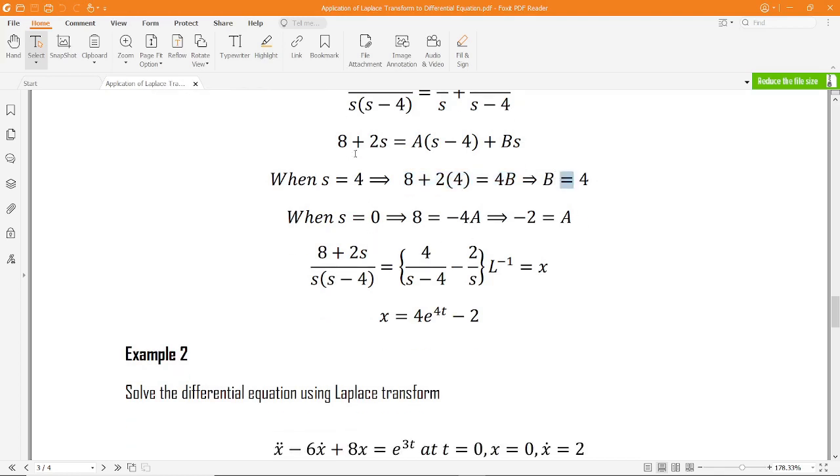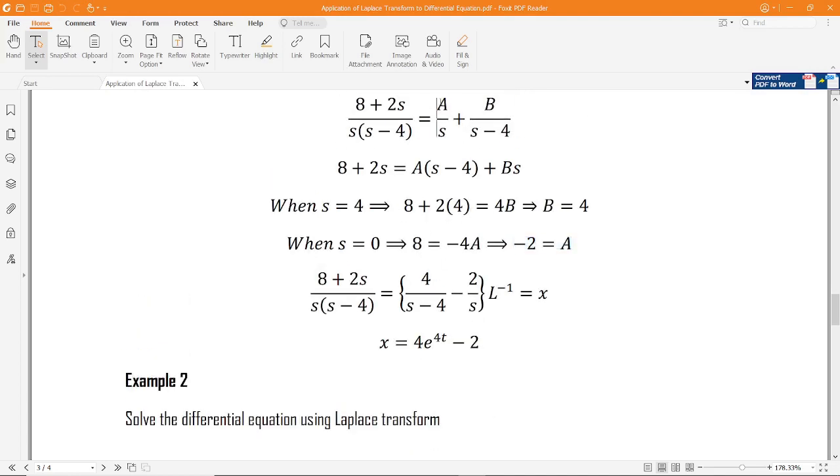And the other time, again, to find my a, if we make s to be 0, making s 0 will cancel out b. So we are left with 0 minus 4 and 2 times 0. So that's why we have 8 equals minus 4a, which is what we have here. So, we'll just do the necessary evaluation here. We know that we have a to be minus 2.